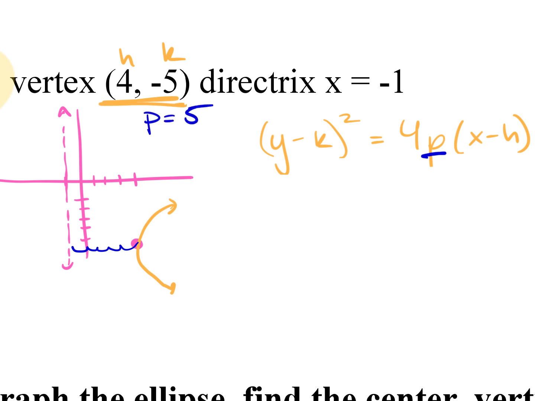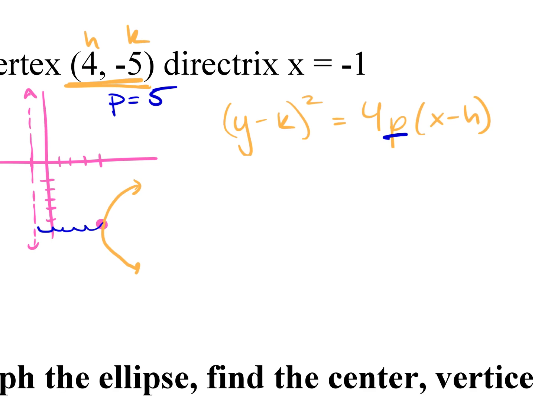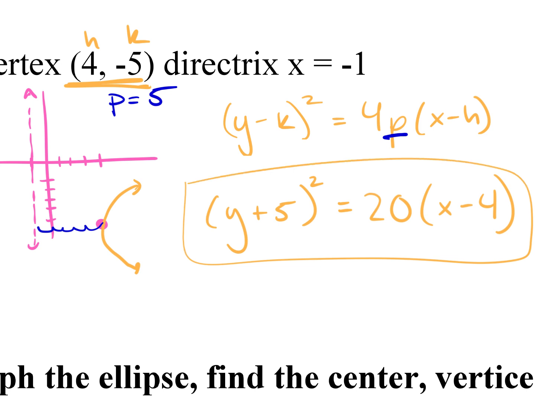Since our graph opens to the right, is p positive or is it negative? P is positive. Our graph's opening in the positive direction, so p would be positive. So let's plug everything in now. We have y plus 5, because minus negative 5 would turn into plus. So y plus 5 squared is equal to 4 times 5. So 4 times 5 would be what? 20. Times x minus h, which is 4. So x minus 4. So that would be our equation.